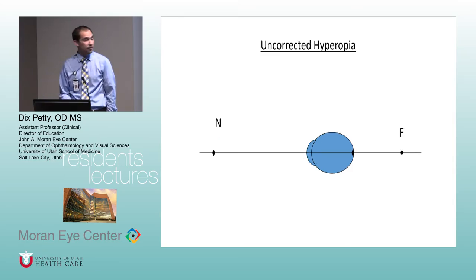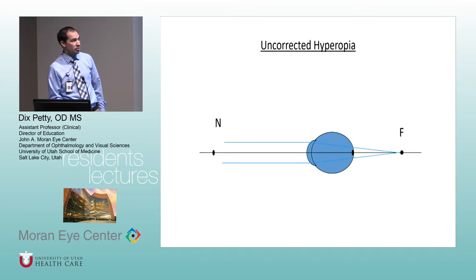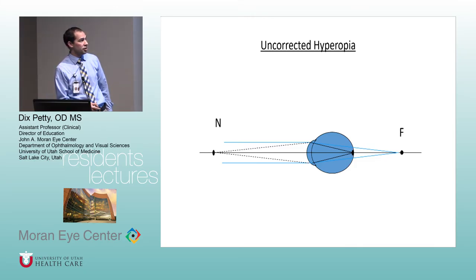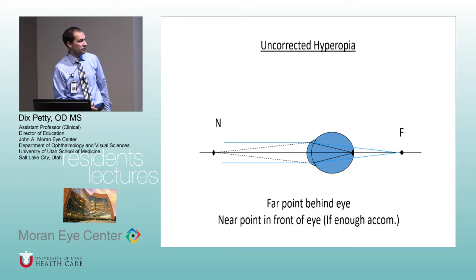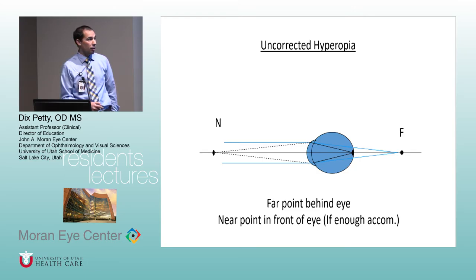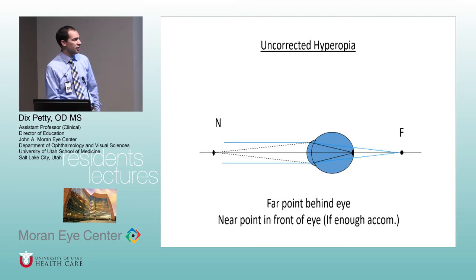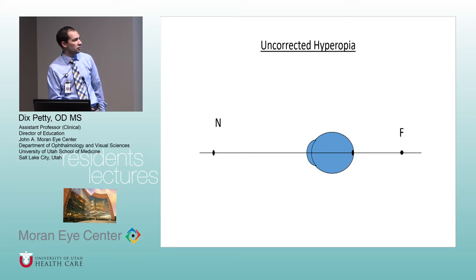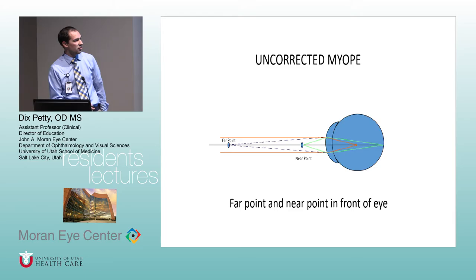So here's an uncorrected hyperope. Their far point is actually behind the eye, which sucks because that'll be really blurry. And if they can't accommodate to get a near point, then they can never see clearly. But their near point, through accommodation, can still be in front of their eye. It basically just shifts the image forward. But if they can't accommodate enough, then both the far point and the near point might actually be behind the eye. But in a young patient, typically they can still see clearly at distance by accommodation. So this green line here is just showing that the image that's actually showing up on the retina is coming from a point source, say 33 centimeters away. But then they can accommodate a little bit closer.